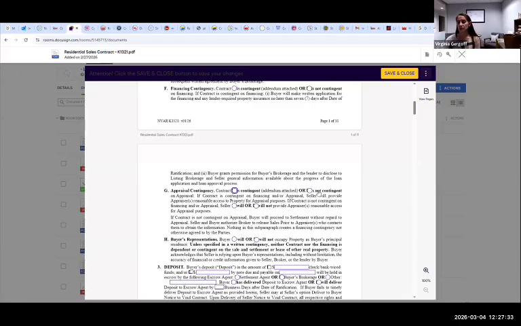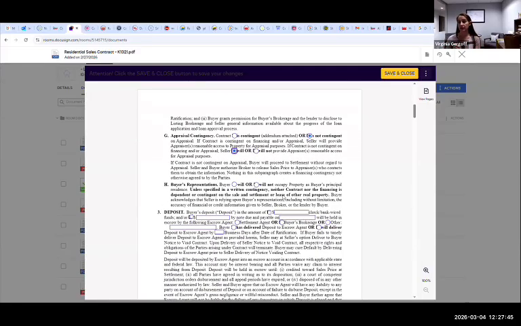So when you complete this section, you're going to say it's not contingent. However, the seller will give the appraiser access to the property, okay? So the contingency is not tied to whether the loan requires an appraisal or not, okay? The contingency only gives you the right to negotiate in case the appraisal comes in low, okay? If contract is not contingent on appraisal, buyer will proceed to settlement without regard to appraisal. Seller and buyer authorize broker to release sales price to appraiser who contacts them to obtain the information. Nothing in this subparagraph creates a financing contingency not otherwise agreed to by the parties.